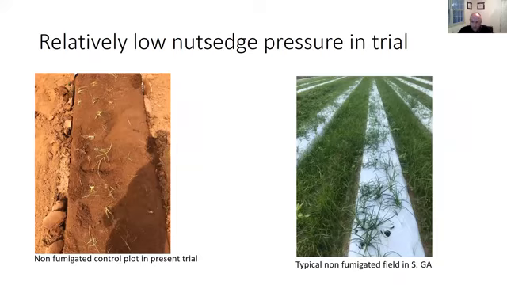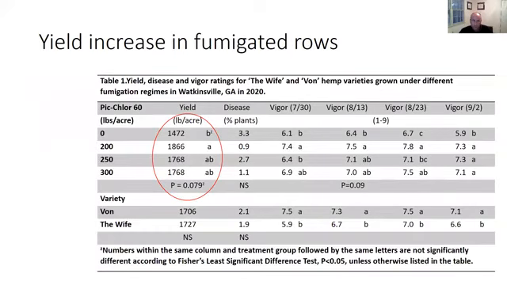In our trial, we didn't have any differences in nutsedge coming through the plastic, but keep in mind, this trial was done up here in Watkinsville. That picture on the left is a non-fumigated control plot where I peeled plastic away, and you can see that we have relatively low nutsedge pressure. On the right is plastic I laid in Tifton this year, from those pictures I showed of the hemp. This was non-fumigated PE plastic, and you can see the nutsedge pressure in South Georgia. So we were not dealing with that level of pressure in this trial.